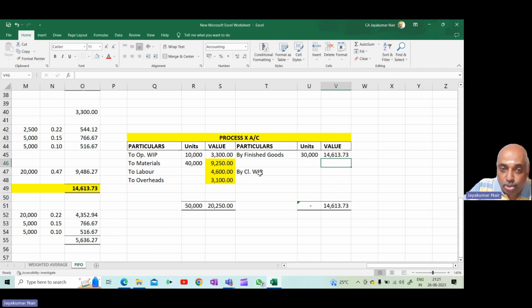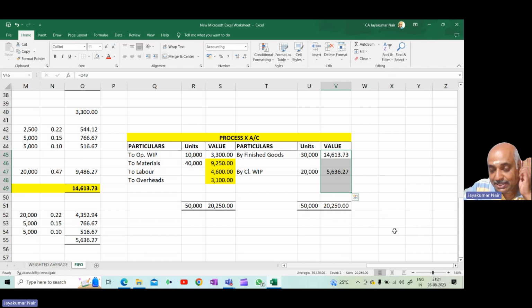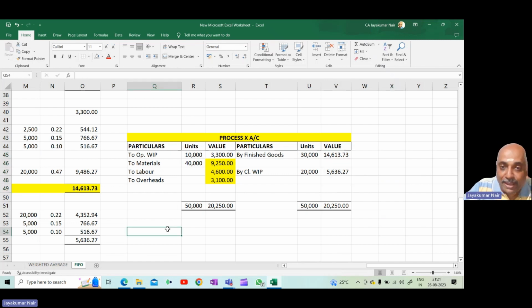14,613.73. Now, what about the closing work in progress? It's 20,000 units. And what is its value? Its value is 5,636.27. Now you need to check whether the process account is tallying on both sides. Yes, on both sides it is tallying. So this is how you prepare under the first in, first out method.